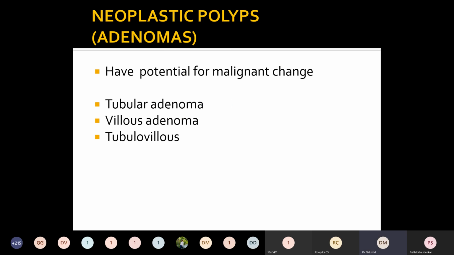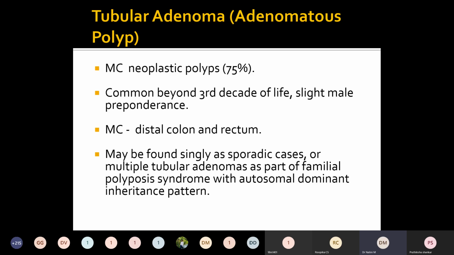Coming to neoplasms, the neoplastic polyps, what is important here is these are neoplasms, but they have a very, very high potential to turn malignant. It could be tubular, villous and tubulovillous. When we talk about tubular adenoma, this is the most common neoplastic polyp, common beyond the third decade of life and more common in males. Again, involving the rectum most commonly and the distal colon.